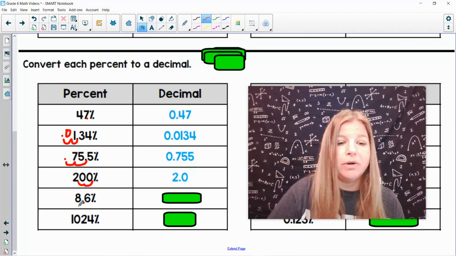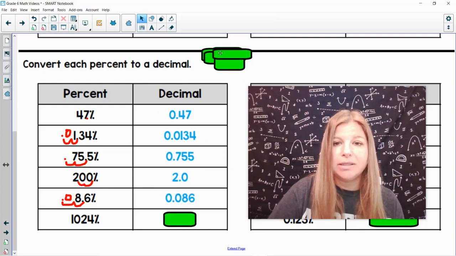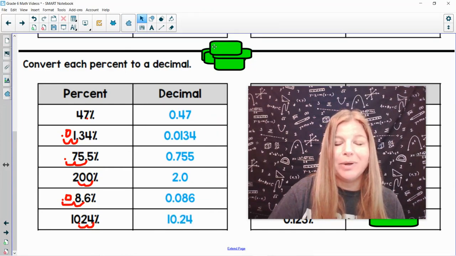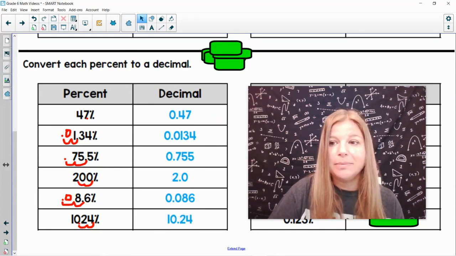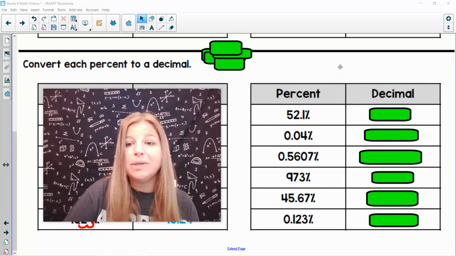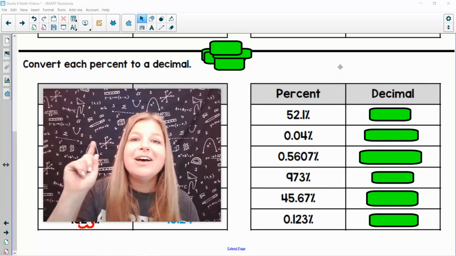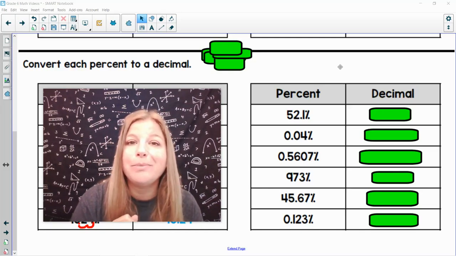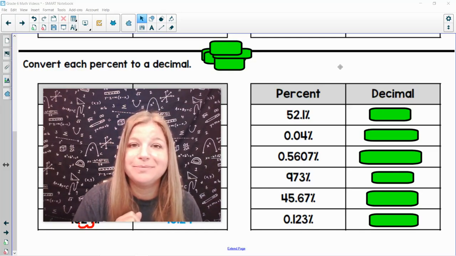8.6%. Move it over. 1, 2. I notice I have a placeholder 0 that I need to put in that spot, and I end up getting 0.086. And the last one, 1,024%. I have a decimal at the end. I'm going to go ahead and move that over 2 spots to the left, which leaves me with 10.24. Awesome. So now what I'm going to ask that you do is you go ahead and pause your screen, go ahead and write down what you think the answers are for these problems on the right, and then press play when you're ready to check your answers.